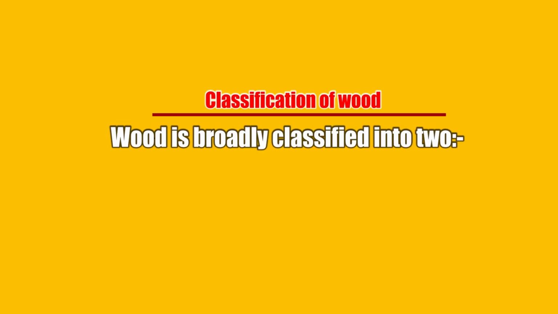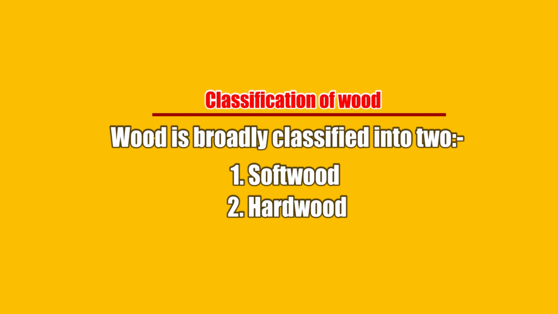Now, wood is broadly classified into 2. Number 1, soft wood. Number 1 is what? Soft wood. And number 2 is hard wood. Number 2 is what again? Hard wood. Good students.